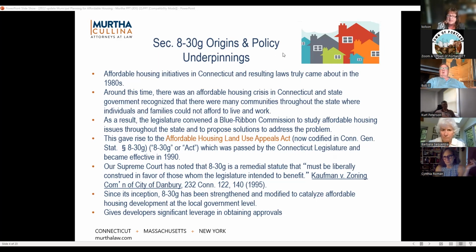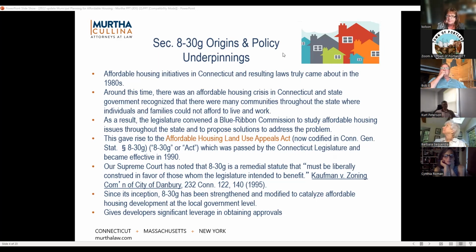And what they were finding, especially in Fairfield County, was that the people who provided services to the town, the people who worked in the town, the teachers, the firemen, the policemen, could not afford to live in the communities where they worked. And it was becoming really difficult for them to get the assistance that they needed.